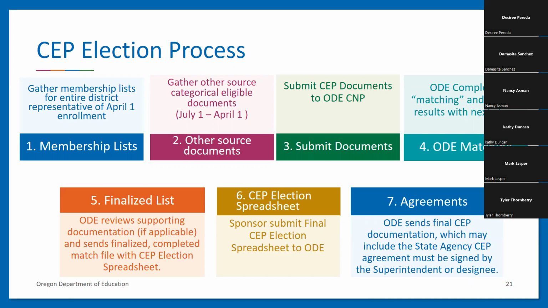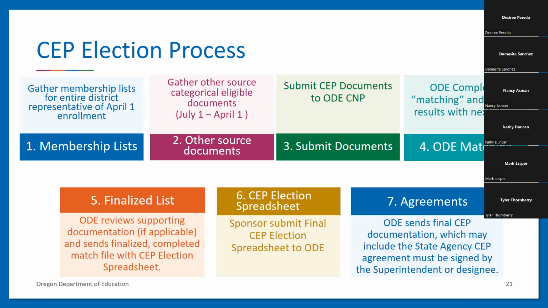So step 1, gather the entire district's membership enrollment list representative of April 1st enrollment. The student membership enrollment list must be obtained directly from the student information system. This list cannot be obtained from a nutrition service system. For the purpose of calculating the identified student percentage, ISP, enrolled student means students who are enrolled in and attending schools with access to at least one meal service. So that would be either school breakfast program or the National School Lunch Program daily.